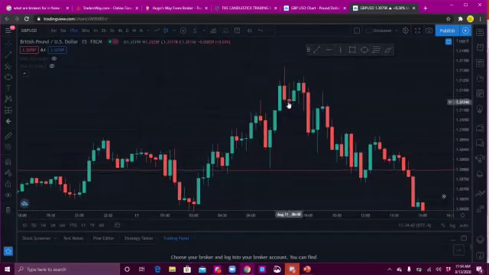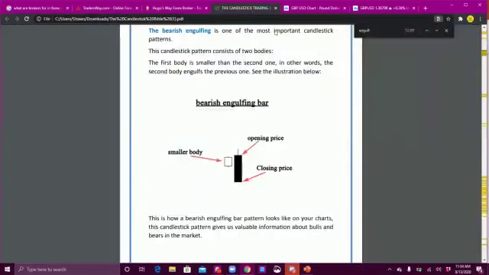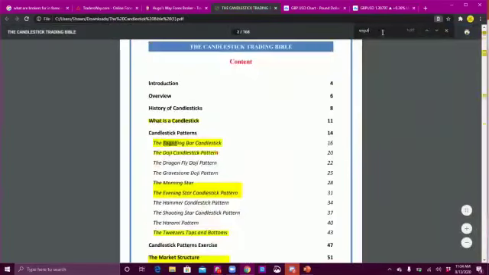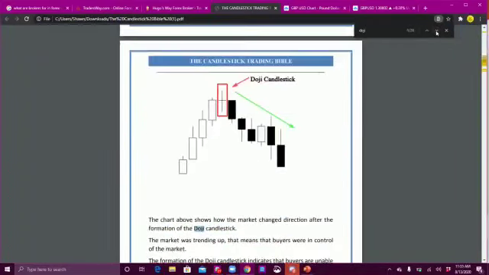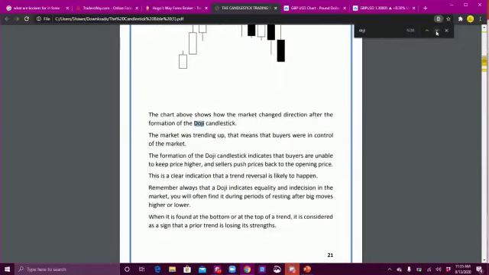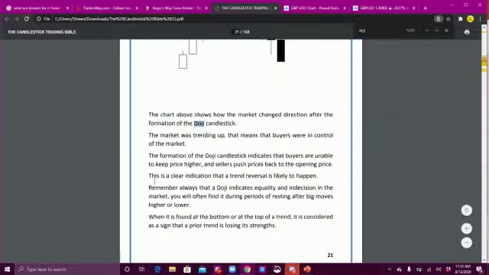This can almost be one right here. It's a little bit of a body, but almost the same. Okay? I'll go to the Candlestick Bible. We'll go over here. We'll type in doji. And just find it. There you go. See that? So the formation of a doji indicates that buyers are unable to keep price higher and sellers push prices back to the opening price. This is a clear indication that the trend reversal is likely to happen. Okay? So that's what that indicates to us.